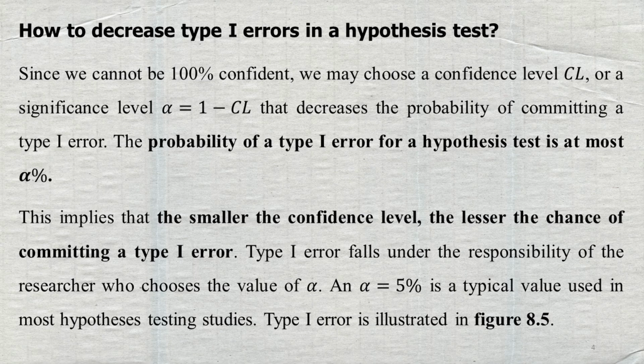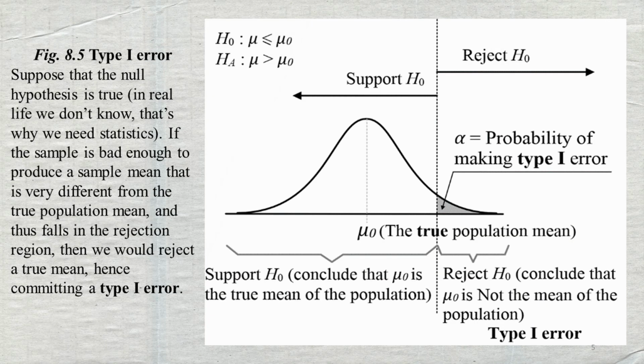Type 1 error is illustrated in Figure 8.5. Suppose that the null hypothesis is true. In real life, we don't know. That's why we need statistics. If the sample is bad enough to produce a sample mean that is very different from the true population mean, and thus falls in the rejection region, then we would reject a true mean, hence committing a Type 1 error. Pause the video and have a look at the relationship between Type 1 error and alpha.